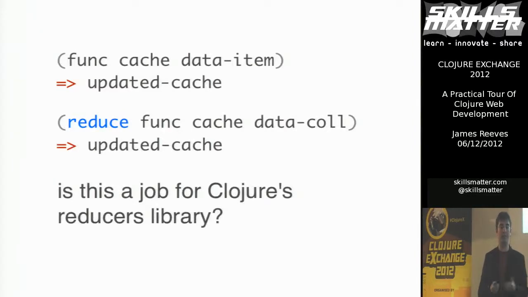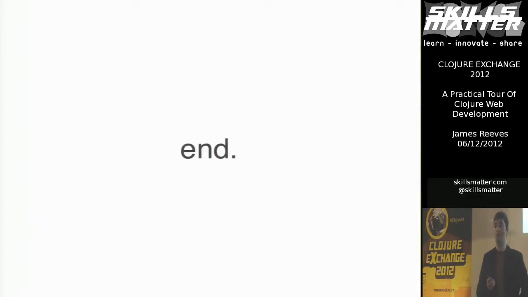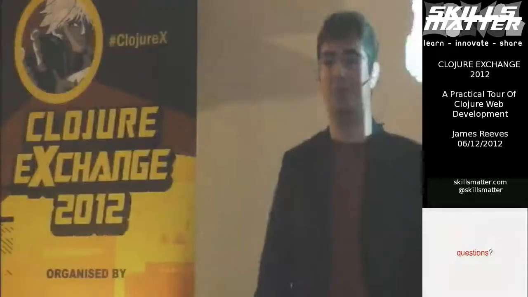So I wonder whether this is a job for Clojure's reducers library, whether in future we could use the reducer system in Clojure 1.5 to somehow turn a large cached data structure into another large cached data structure given a list of changes. If anybody knows of a tool like that, I'd be interested in hearing. If not, I'm going to throw that out as a general challenge for something we might want in future. So that's the end of the talk, and I'll throw the floor open to questions.